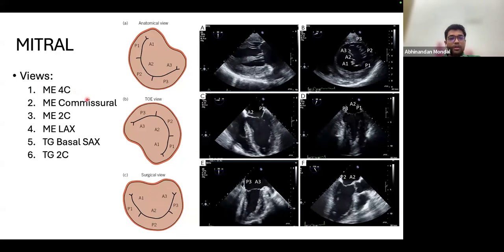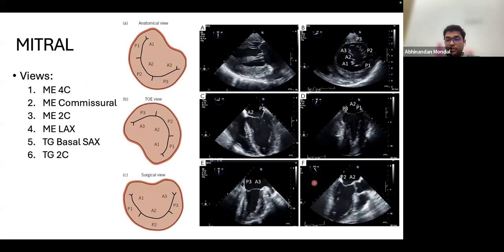So number one is the mid-esophageal four chamber view, at 0 to 20 degrees, at about 30 to 35 centimeters of depth, which we have already discussed in our previous class. Number two is the mid-esophageal commissural view.